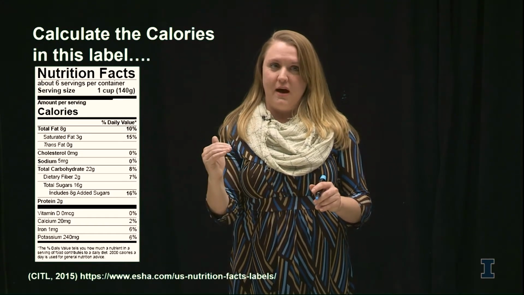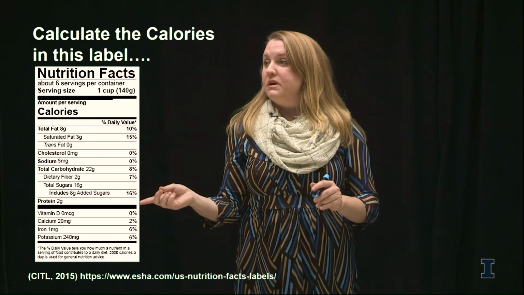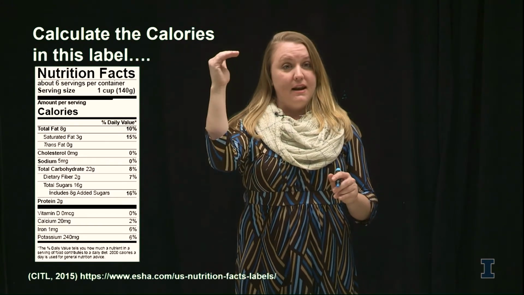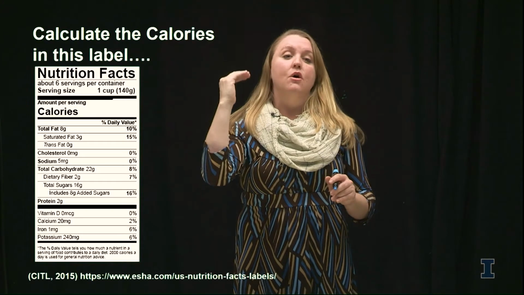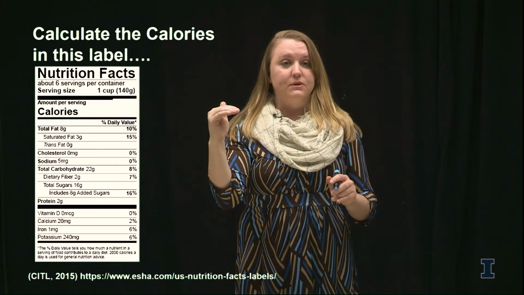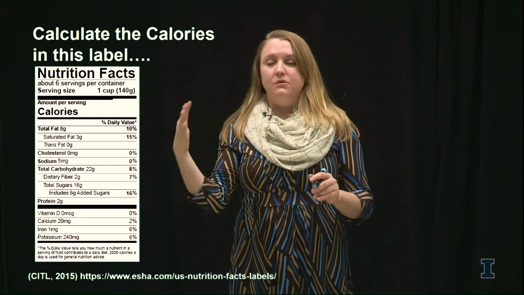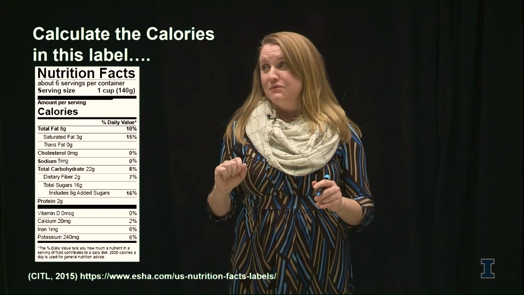So I'll walk you through that, as well as one more piece of information, that proteins have 4 calories per gram. So we have 9 calories per gram for lipids or fats, 4 calories per gram for digestible carbohydrates, and 4 calories per gram for proteins. So let's walk through and find out how many total calories this food has.